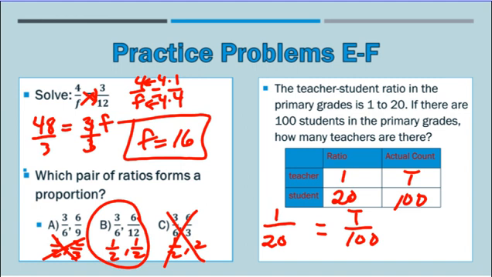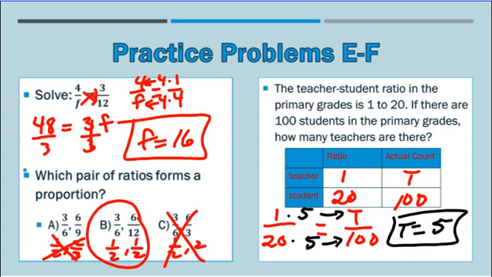Now I know 20 and 100 work well together. So if I multiply 20 by 5, that will give me my 100. So if I multiply 5 in the numerator, that will give me the number of teachers. So 1 times 5 would give us 5 teachers. So that is our lesson on proportions and ratios.